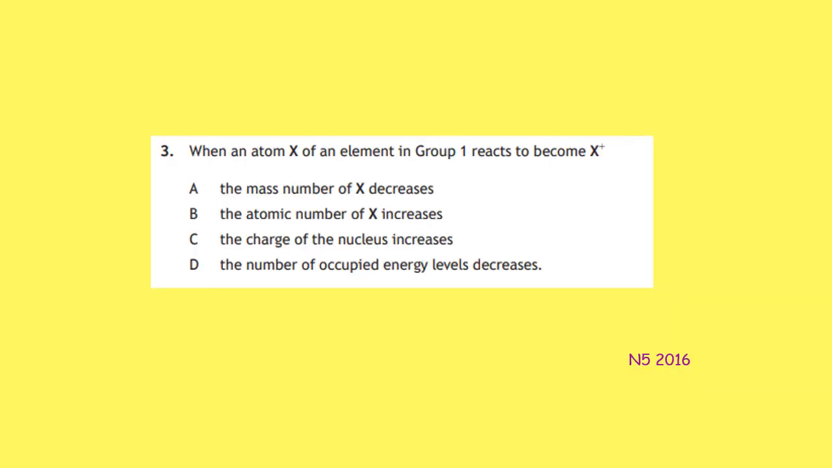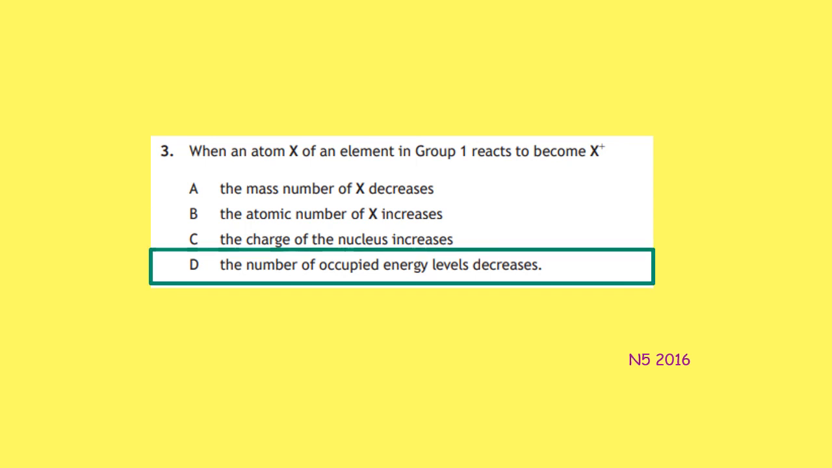When an atom X of an element in group 1 reacts to become X positive, what happens? Does the mass number decrease? Does the atomic number increase? Does the charge of the nucleus increase? Or does the number of occupied energy levels decrease? Well, the answer is D.